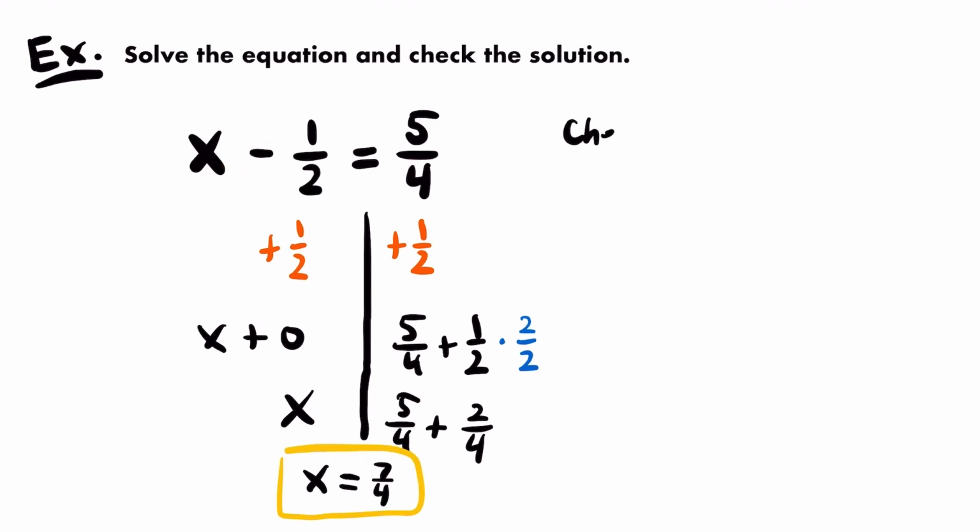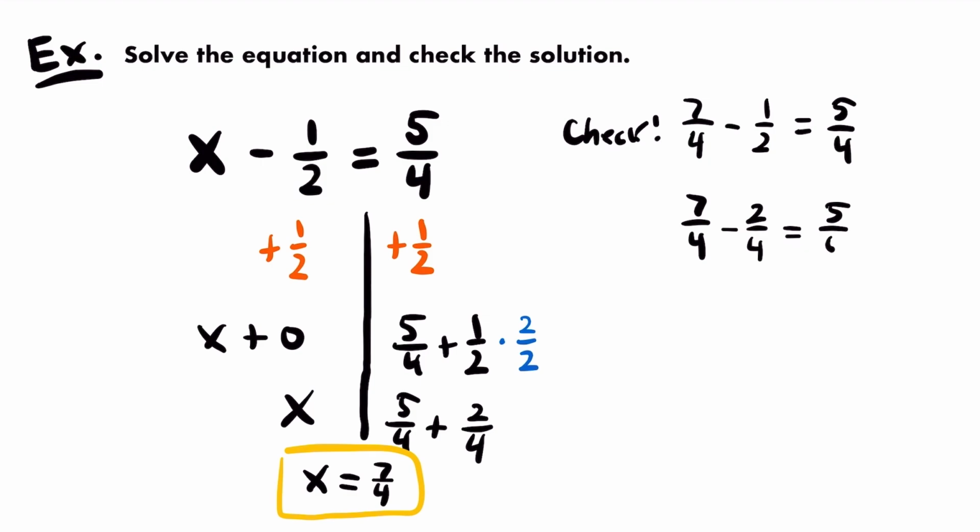We want to plug in 7/4 for x in this equation. So replacing x with 7/4, we will get 7/4 minus 1/2 equals 5/4. And in order to simplify this side of the equation, we do need to rewrite 1/2 to be in terms of fourths. We already did that down here. We rewrote 1/2 as 2/4. So let's just do that right here. 7/4 minus 2/4 is equal to 5/4.